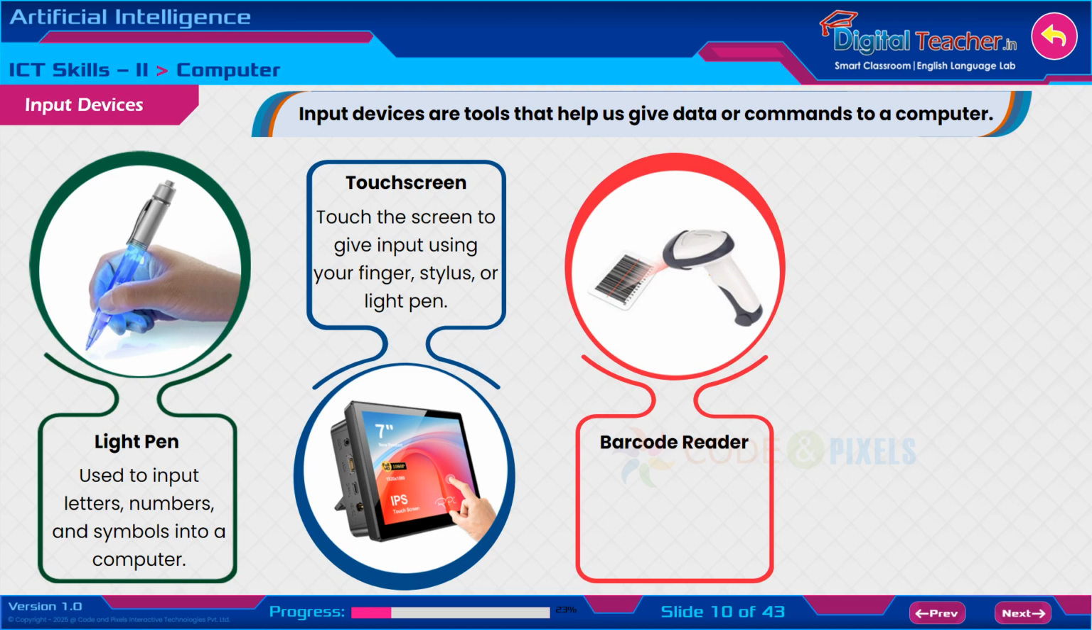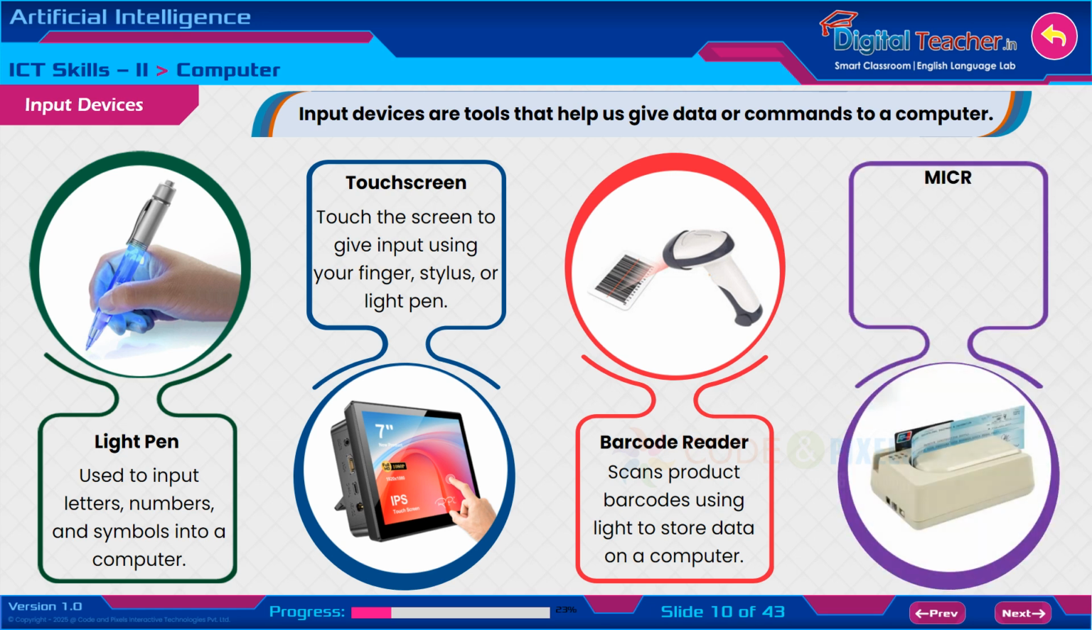Barcode reader. A barcode is a group of lines on products. Magnetic ink character recognition. A microphone turns sound into digital audio that can then be saved or edited on the computer.